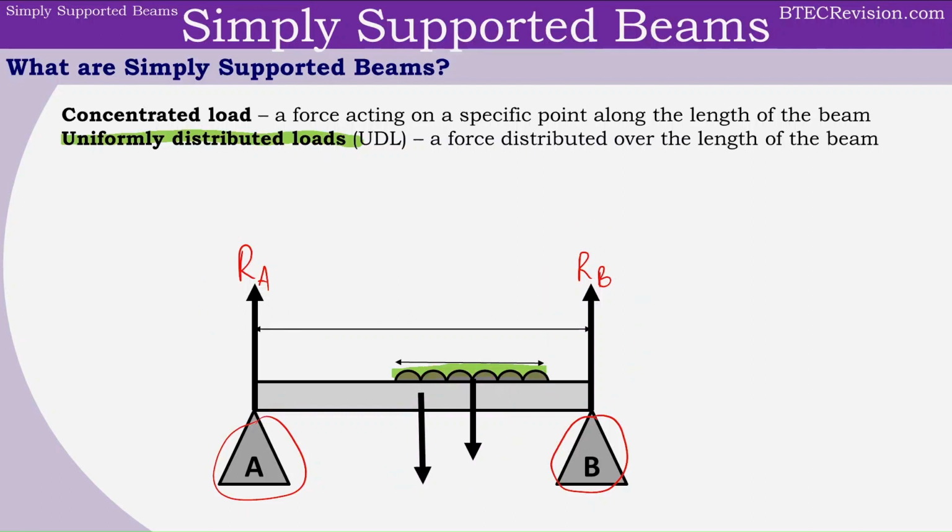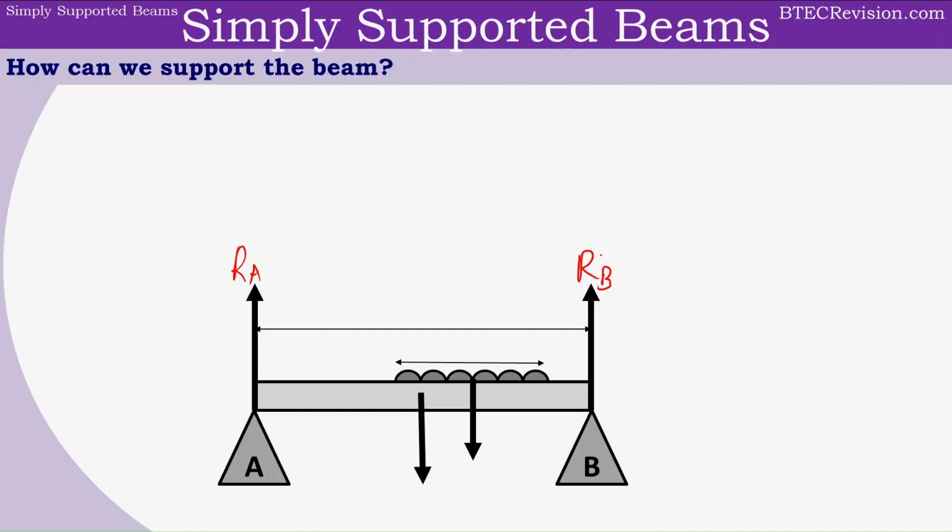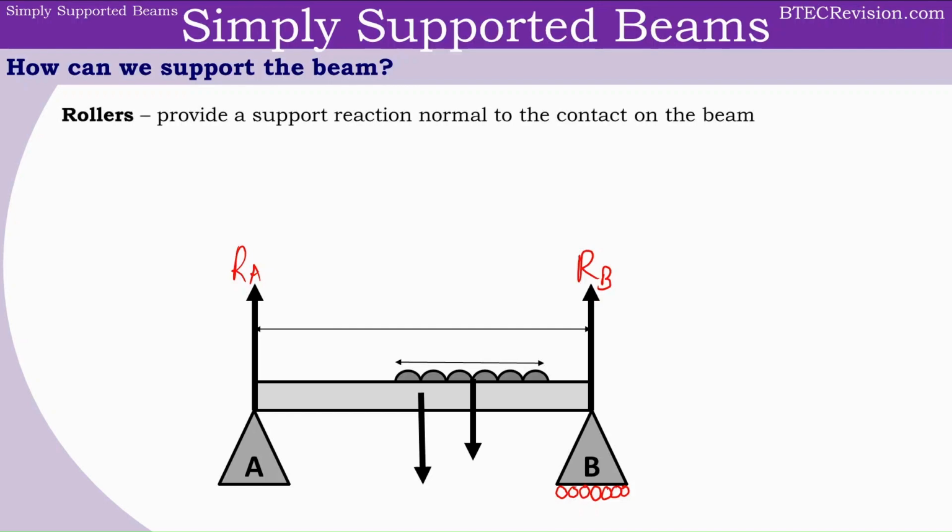And if you remember our lesson on moments, we should be able to calculate these reaction forces using the principle of moments. As you can see here in this beam, it's not very well supported. So how can we further support the beam? We can use something called rollers, which provide a support reaction normal to the contact on the beam. So as you can see here, below support B, we have drawn the rollers. The key thing about this is that it only provides vertical support. And pins can be used to provide extra support in any direction, both horizontal and vertical. And they can be placed above support A or support B.